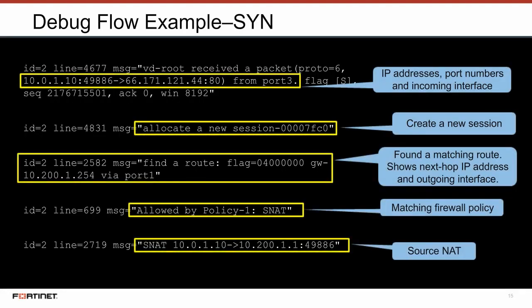This is a sample of a debug flow output. Here we have captured the first packet of a TCP three-way handshake, the SYN packet. It shows the packet arriving to the FortiGate, indicating the source and destination IP addresses, port numbers, and incoming interface. The FortiGate creating a session, indicating the session ID. The route to the destination, indicating the next hop IP address and outgoing interface. The ID of the policy that matches and allows this traffic. How the source NAT is applied.